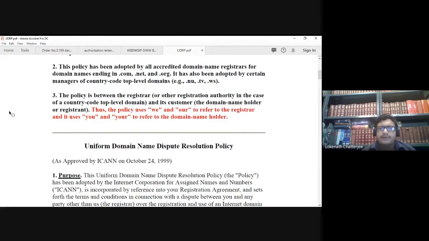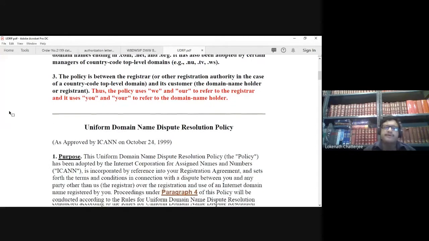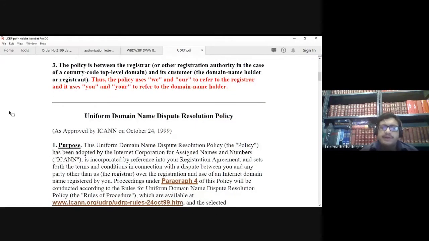So every country would be having its own code. So, say for example, with India, it is .in. So the country code registrars have also adopted it. Again, between whom does this policy take effect? Between the registrar or the registration authority with respect to any country and the customer. Who is the customer? Customer in this case is not the end user. The customer is the domain name holder or registrant.